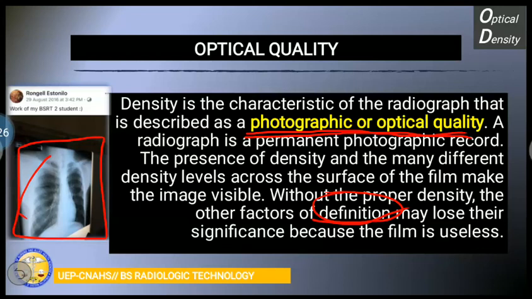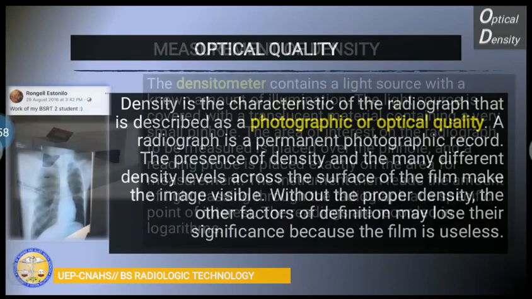What you can see in our illustration is the work of my BSRT2 student when I was not yet connected to UEP. This is from my former institution where I worked as an instructor, Holy Infant College. I can say my student gave the right amount of optical density because, as you can see, the detail of the patient's anatomy is quite clear.